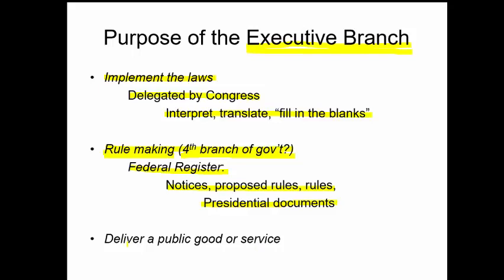And then, of course, the thing that we most know the executive branch and the bureaucracy for is to deliver a public good or service. For example, deliver our military, deliver our transportation, deliver our education, deliver our libraries, things like that.